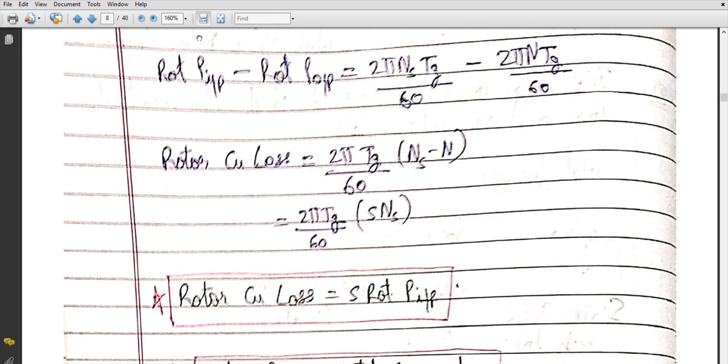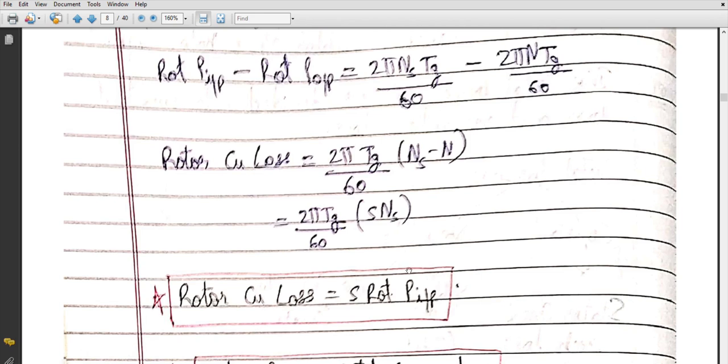Why? Because the formula for rotor power input is what? 2 pi ns Tg divided by 60, and the formula for rotor copper loss is s times 2 pi ns Tg divided by 60, same thing. So rotor copper loss is nothing but s times rotor power input. We should be very careful about this, and this is very important.